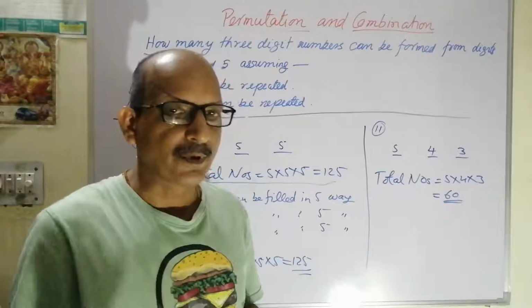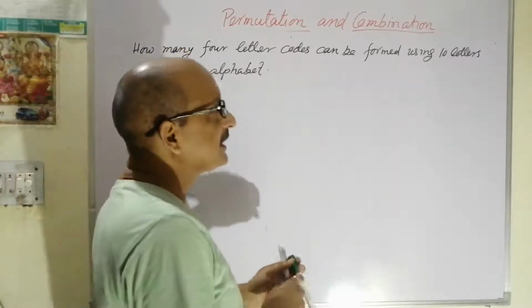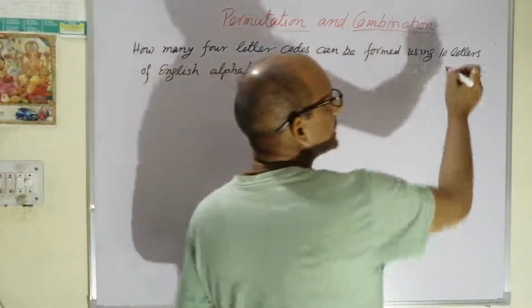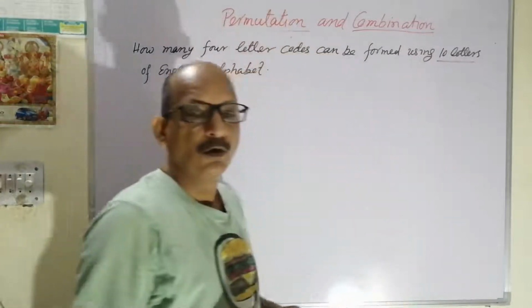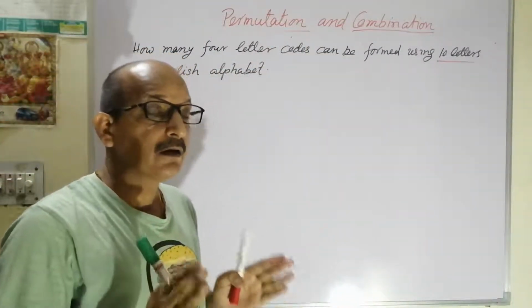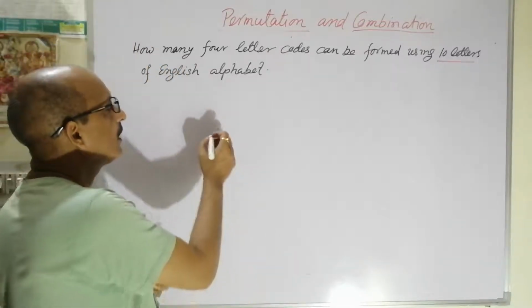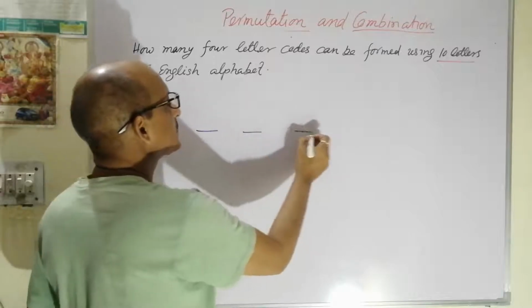Let's take another example. How many 4-letter codes can be formed using 10 letters of the English alphabet? So we have to suppose that there are only 10 letters of the English alphabet available with us. Only 10 letters are there, and we have to create a 4-letter code. So again we have 4 places here.